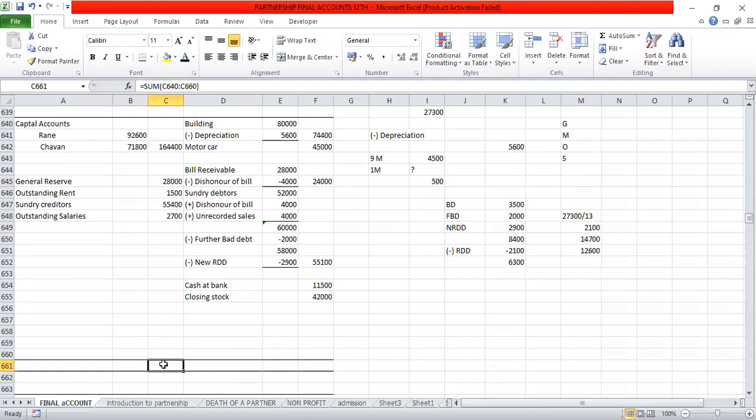Make a total of both sides of the balance sheet. They should tally. 2,52,000 is the total of the balance sheet. Hope everyone follows how to solve the question. This is a 12-mark question at the board, and you have to finish it in 20-25 minutes.